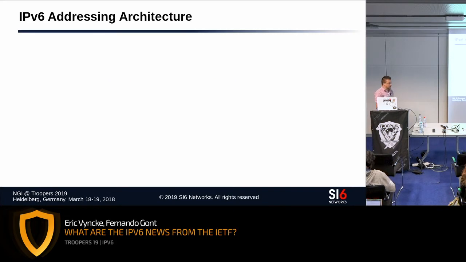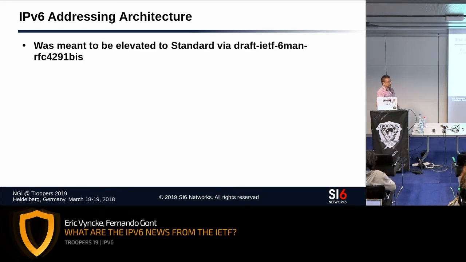First of all, you might remember that we have the IPv6 addressing architecture, which is RFC 4291. And there was, or there still is, the project of moving this RFC to standard. Actually, one of the goals of 6man is to move all of the core RFCs to Internet Standard, full standard. That happened already with RFC 2460, which was replaced by RFC 8200.